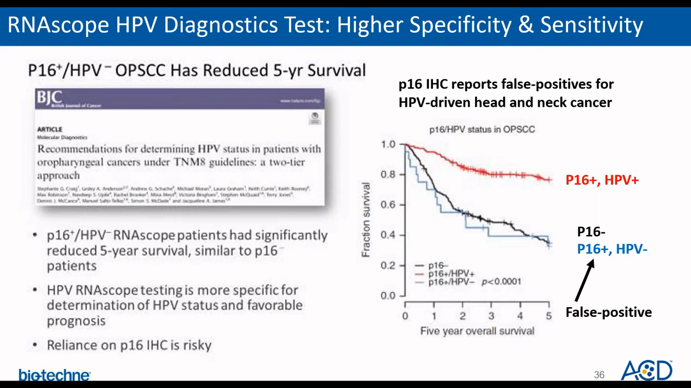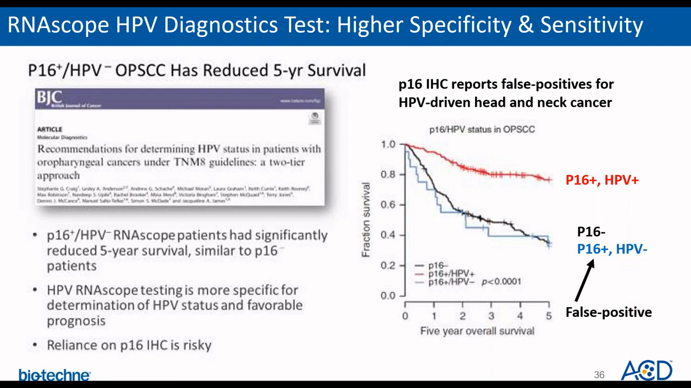In this slide on the right side, I'm showing a Kaplan-Meier curve, which shows that the P16 positive but HPV negative patients have significantly reduced 5-year survival for oropharyngeal cancer as compared to the patients which were P16 positive and HPV positive. And this P16 positive but HPV negative was almost equivalent to P16 negative.